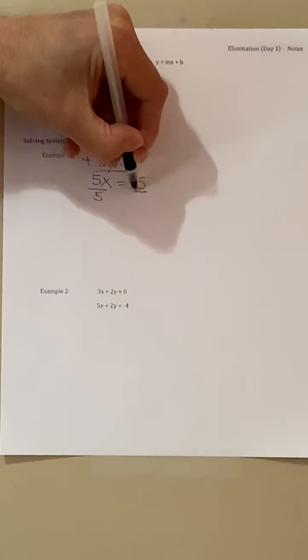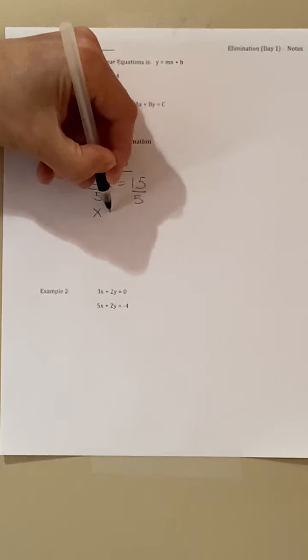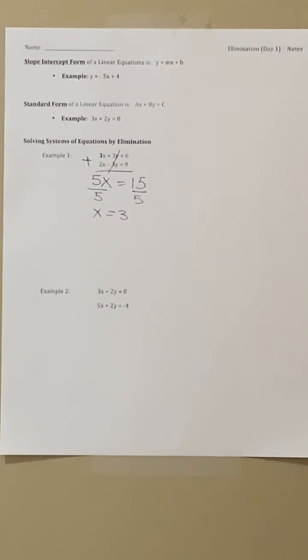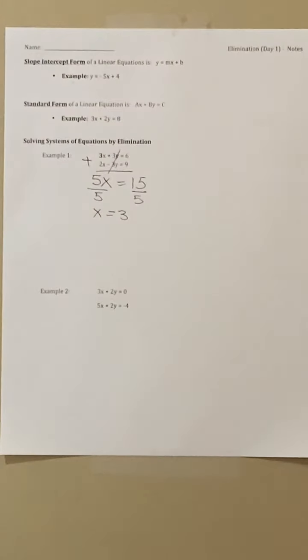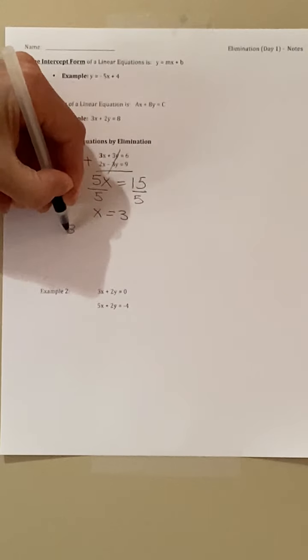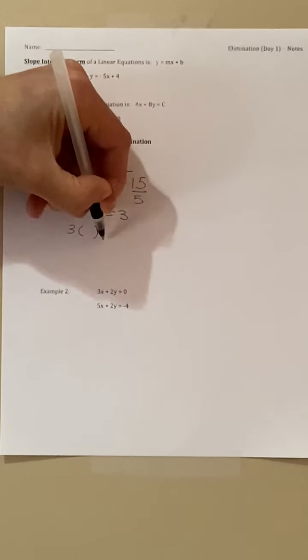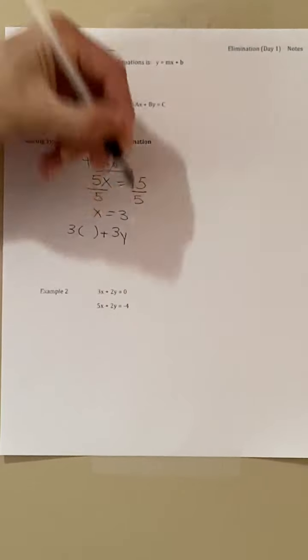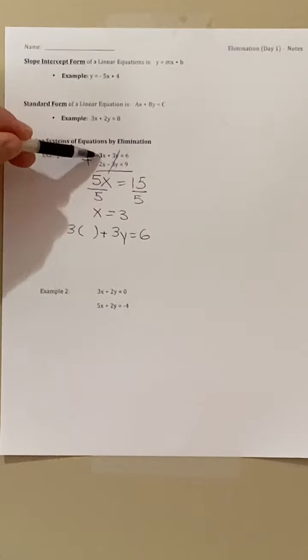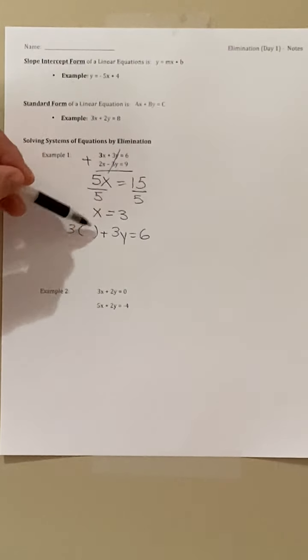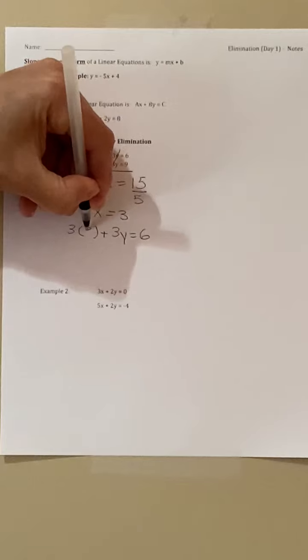Divide both sides by 5. And I have x is equal to 3. Now my next step is to go back into one of my equations to find the value of y. Let's take my first equation, 3x plus 3y equals 6. I already know the value now of x. So I'm going to put a blank space. Okay, so we see here, I just copied this first equation, but I left a blank for x because I know that x is equal to 3.